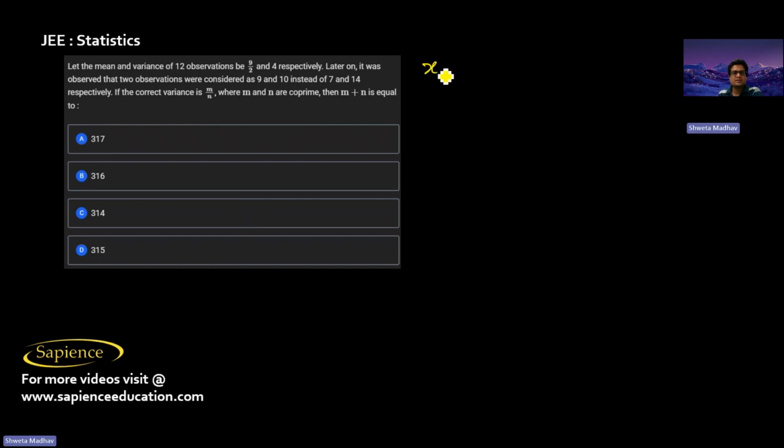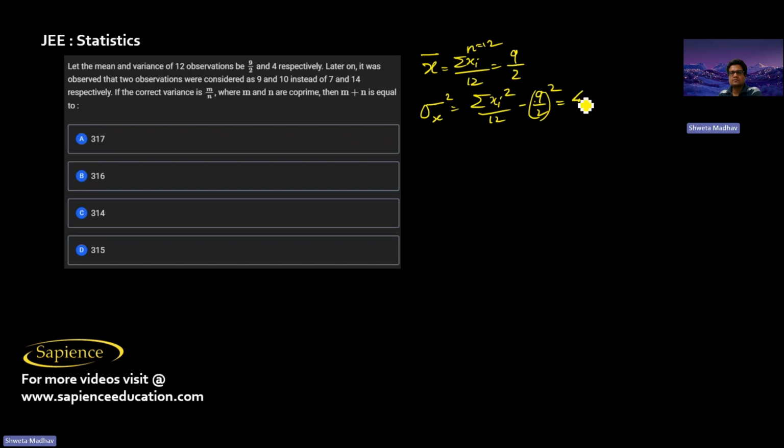So it means x bar, n is 12, number of observations is 12. So summation xi by 12, that is equal to 9 by 2. And the variance, that is sigma x square, that is summation xi square by 12 minus 9 by 2 whole square, that is equal to, given as 4.